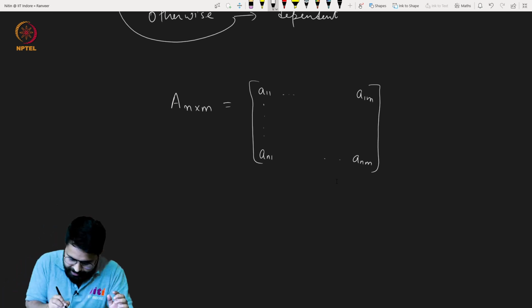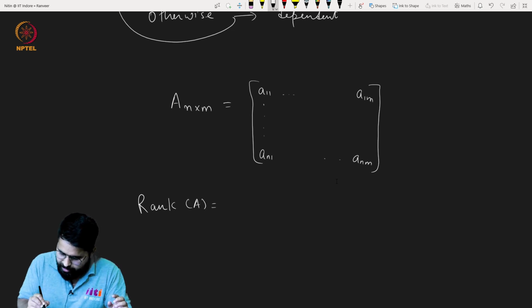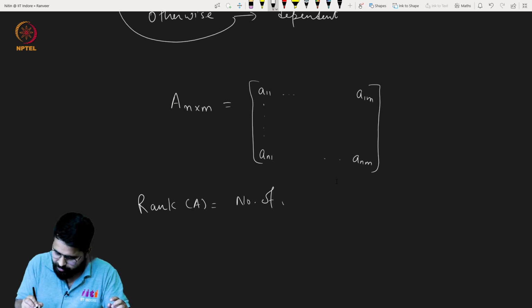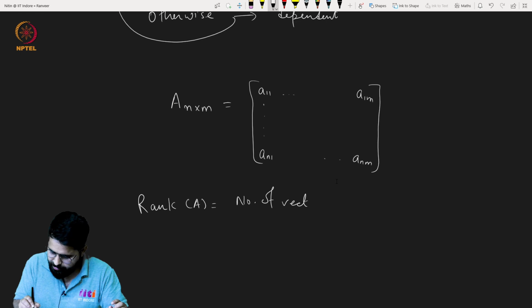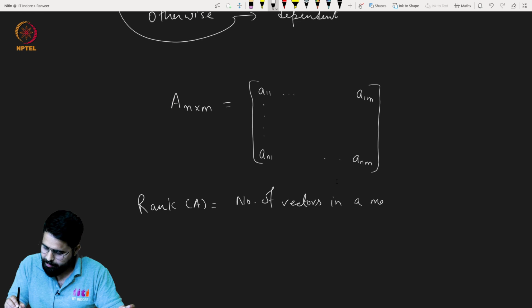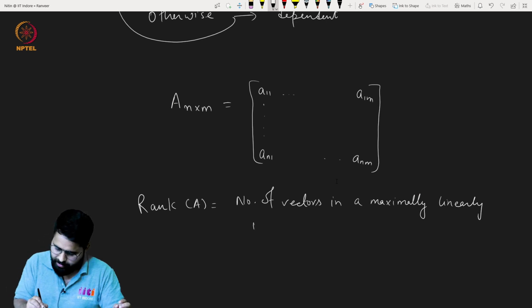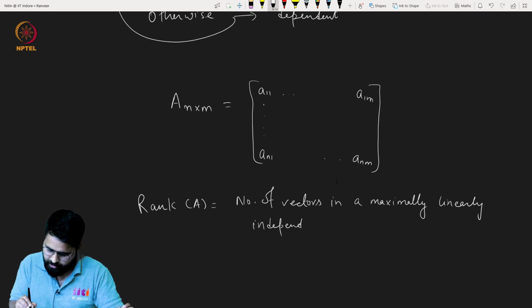So basically the rank of A is the size of, or the number of vectors in, a maximal linearly independent set of columns.